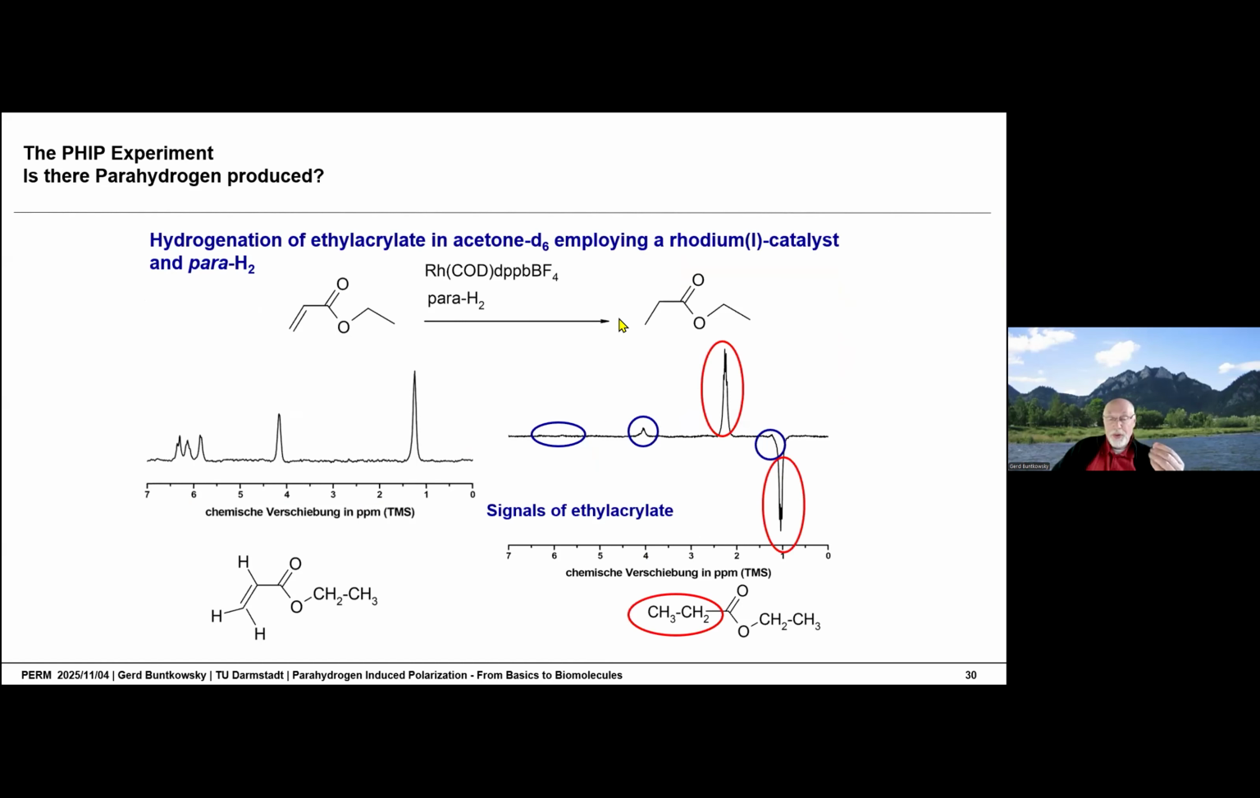This is also the easiest way to find out whether you have parahydrogen present or not. Since you want to do NMR anyways, just use something which is easily hydrogenatable, make the reaction, and check whether you get a PHIP signal. When you get a PHIP signal, you have parahydrogen.